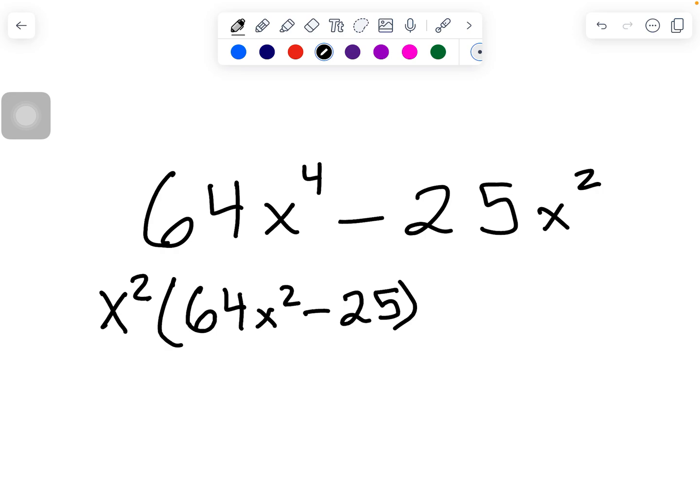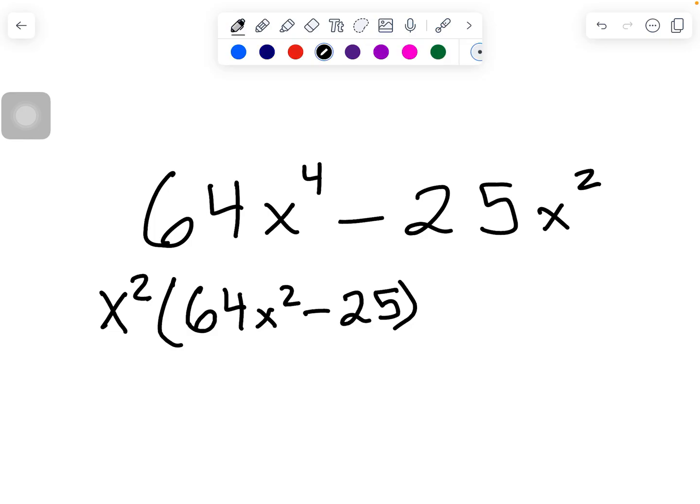Now, my GCF is just going to come along for the ride. He just chills there. But I'm going to look inside those parentheses, and I notice the square root of 64 is 8. That's a perfect square. Square root of x squared is just x. That's a perfect square. Square root of 25 is also a perfect square because that square root is 5.